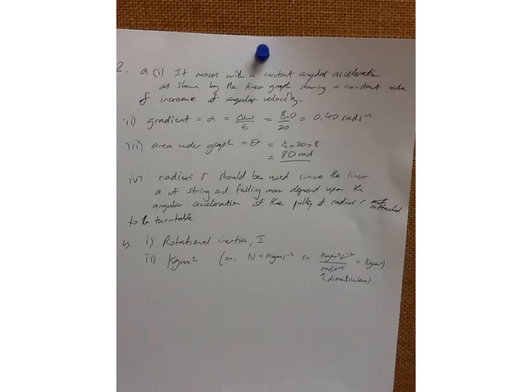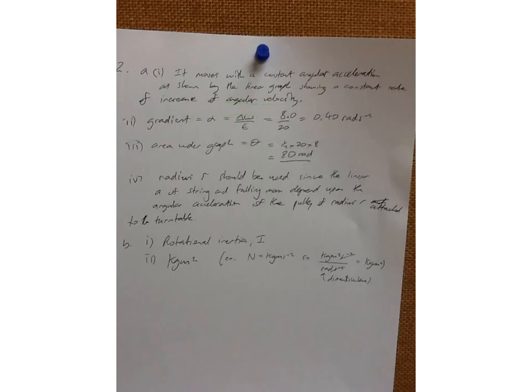Okay, number 2, just to carry on, very similar question. This time it's a rotating turntable with another pulley, just to complicate things slightly. First question is asking, describe and explain the motion of the rotating turntable. Well, it must be moving with constant angular acceleration, as shown by the linear graph, showing a constant rate of increase of angular velocity.